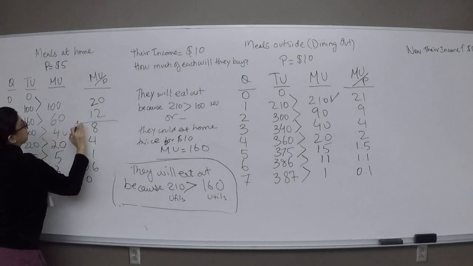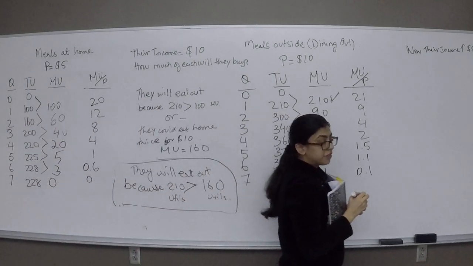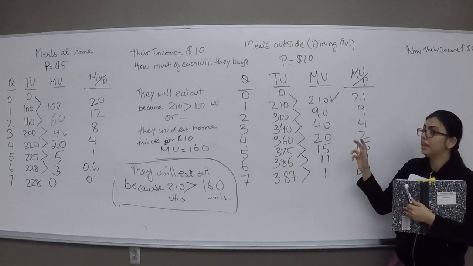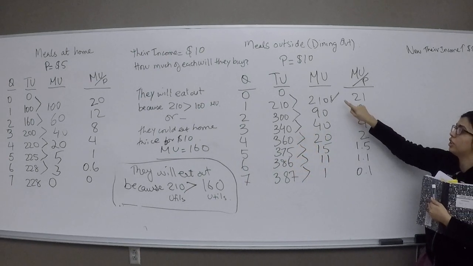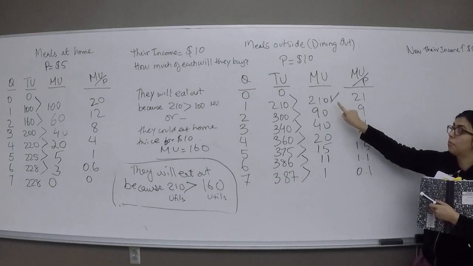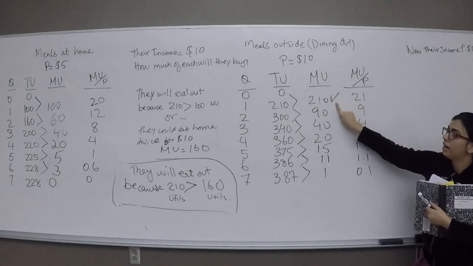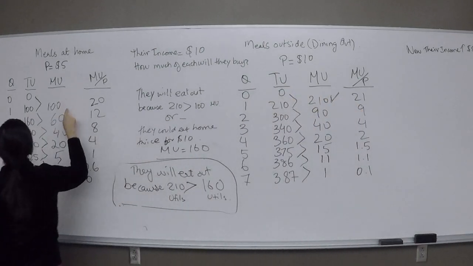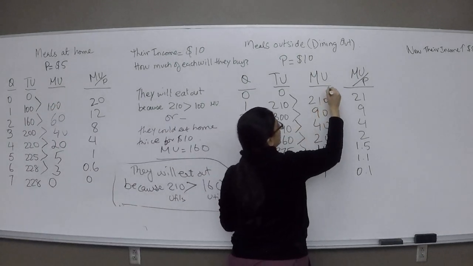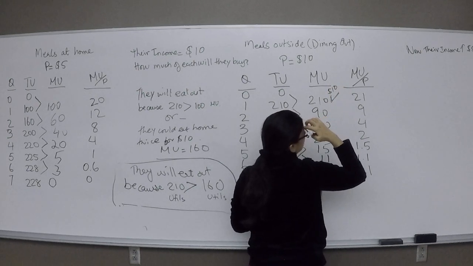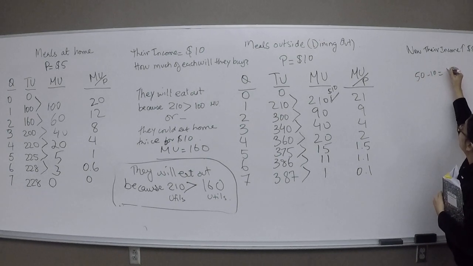Okay, let me say that again. What we're gonna do here, we have $50 income, and we're gonna spend the income either eating out or eating at home. The first $10 we're spending eating out because the marginal utility is greater, 210, compared to these two meals. So this is $10 spent. Now how much do you have left? 50 minus 10, so $40 are left.